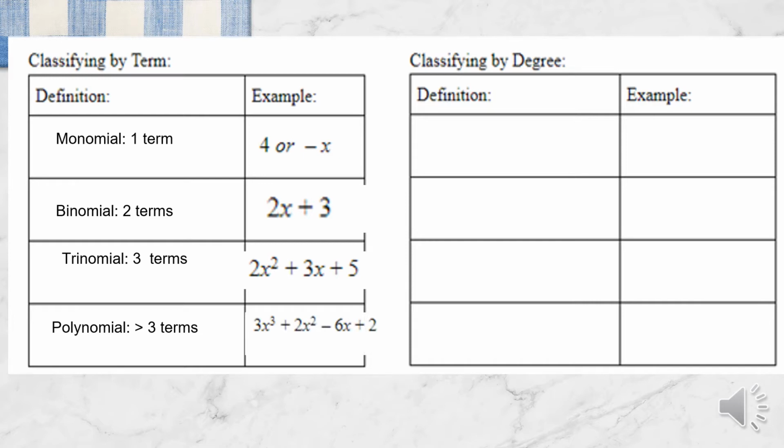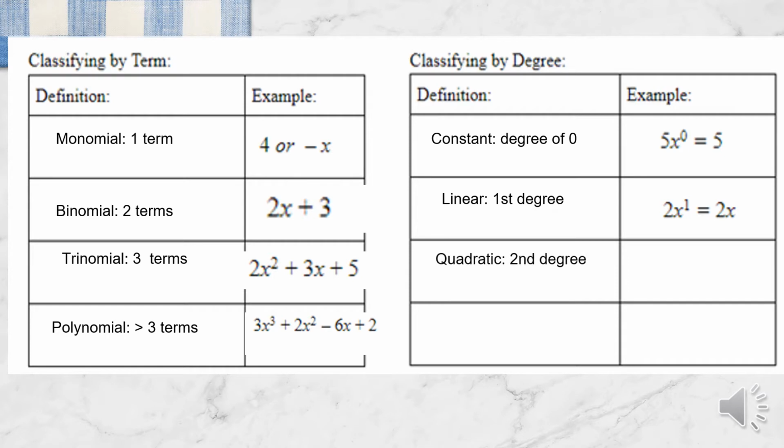If I wanted to classify it by degree, if it doesn't have a degree or it has a degree of 0, that's a constant. If it has a degree of 1, that's a linear, like y equals mx plus b. If it has a degree of 2, we call that a quadratic, like x squared. And if it has a degree of 3, we call it a cubic. All right, and if it has anything more than that, we haven't formally learned what to call them, but we did go over in class what a fourth degree was called, and that was called a quartic.